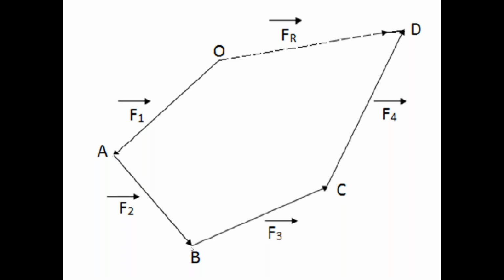Then take the third force as the third side of the polygon, F3 bar, BC. Take the fourth force as the fourth side of the polygon, that is CD, F4 bar. O is called the starting point of the polygon, D is called the ending point of the polygon. Since the starting point O and ending point D are far away from each other, we call this an open polygon. We call this polygon OABCD an open polygon.